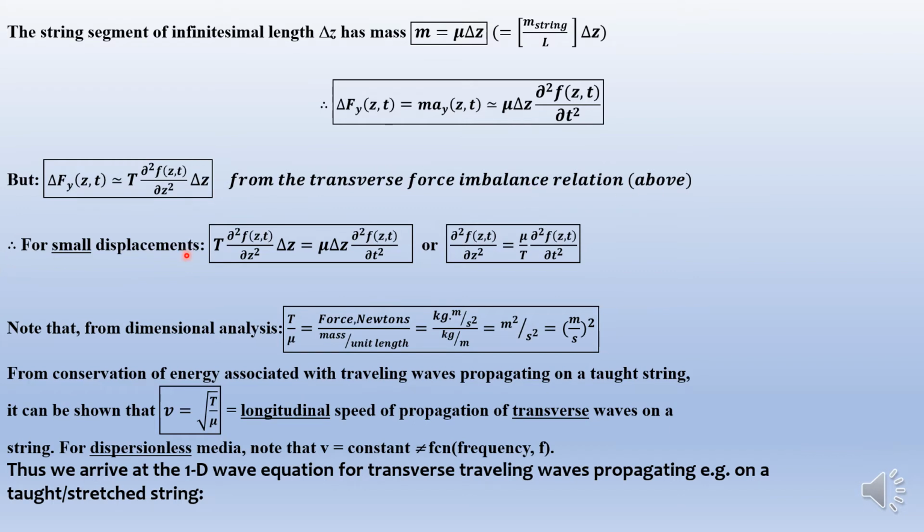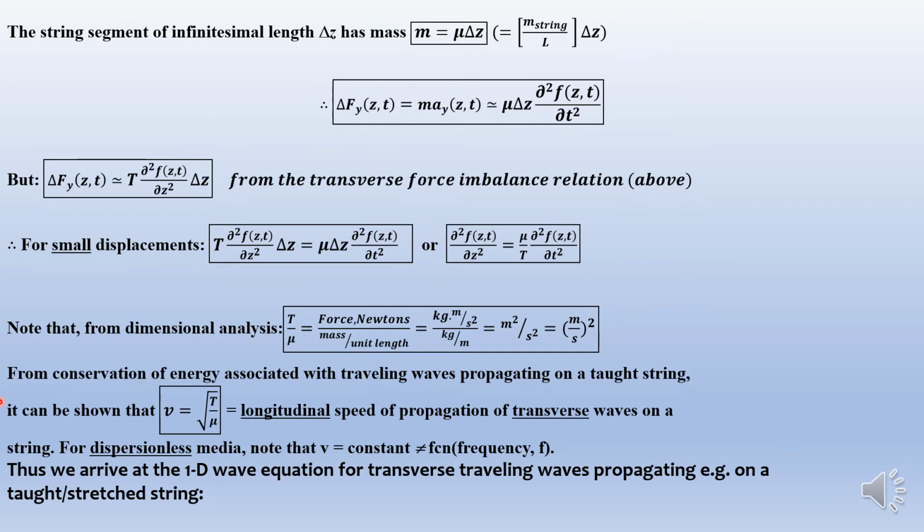For small displacements, T ∂²f(z,t)/∂z² δz = μ δz ∂²f(z,t)/∂t², or ∂²f(z,t)/∂z² = (μ/T) ∂²f(z,t)/∂t². Note that from dimensional analysis, T and μ have the same SI units.